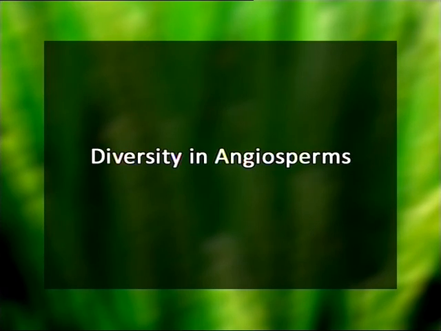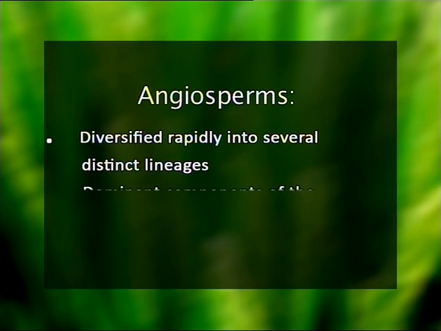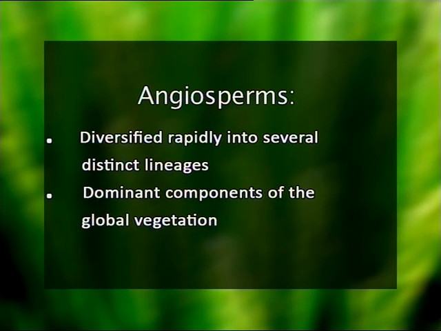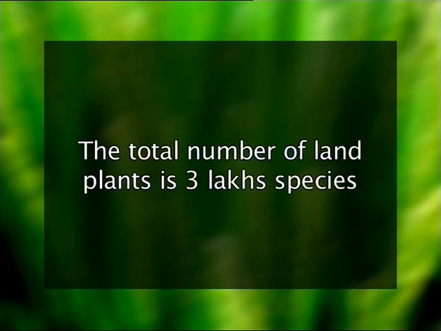Whatever evolution has taken place in angiosperms has led to their diversification. Once angiosperms evolved, as we have already discussed, they diversified rapidly into several distinct lineages and gradually became the dominant components of the global vegetation. At present, the angiosperms are represented by about 260,000 species. We have at present a total of 3 lakh species of land plants. Out of these 3 lakh species, angiosperms consist of 260,000 species.